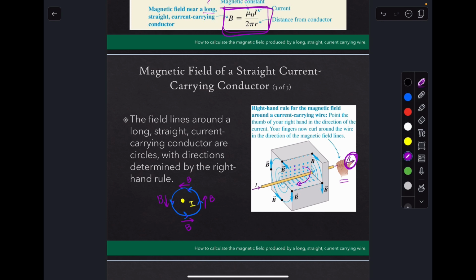What about if the current is flowing away from you? Well, the B field is still going to make circles around the current, except now your thumb's going to go into the page, and the fingers of your right hand will go clockwise.